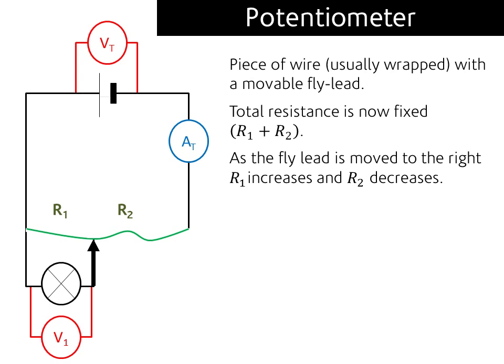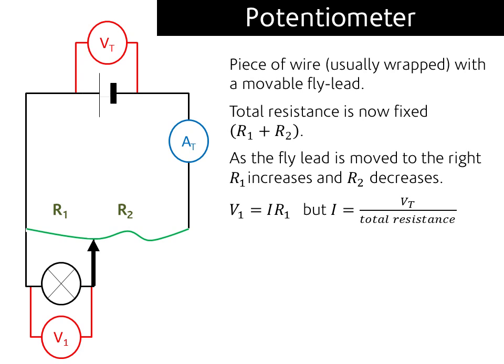Now, if I want to find out the potential difference across the bulb, V1, then I'd have to consider the current, which is the same all the way around the circuit, multiplied by R1, because V equals IR. Now, the current I also know is the same as the voltage across the terminal, VT, divided by the total resistance, because again V equals IR. I've just rearranged it to get I equals V over R. So I end up with that there.